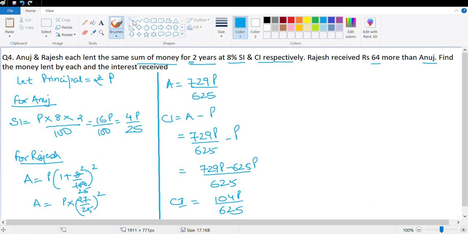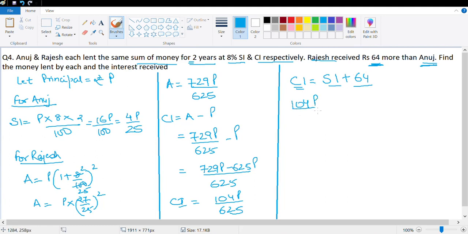As per the given question, what we know is Rajesh receives 64 more than Anuj, which means compound interest is equal to simple interest plus 64. Let's read it again. Rajesh is receiving compound interest 64 more than Anuj, which means simple interest plus 64. So compound interest is 104p upon 625. Simple interest is 4p upon 25 plus 64.